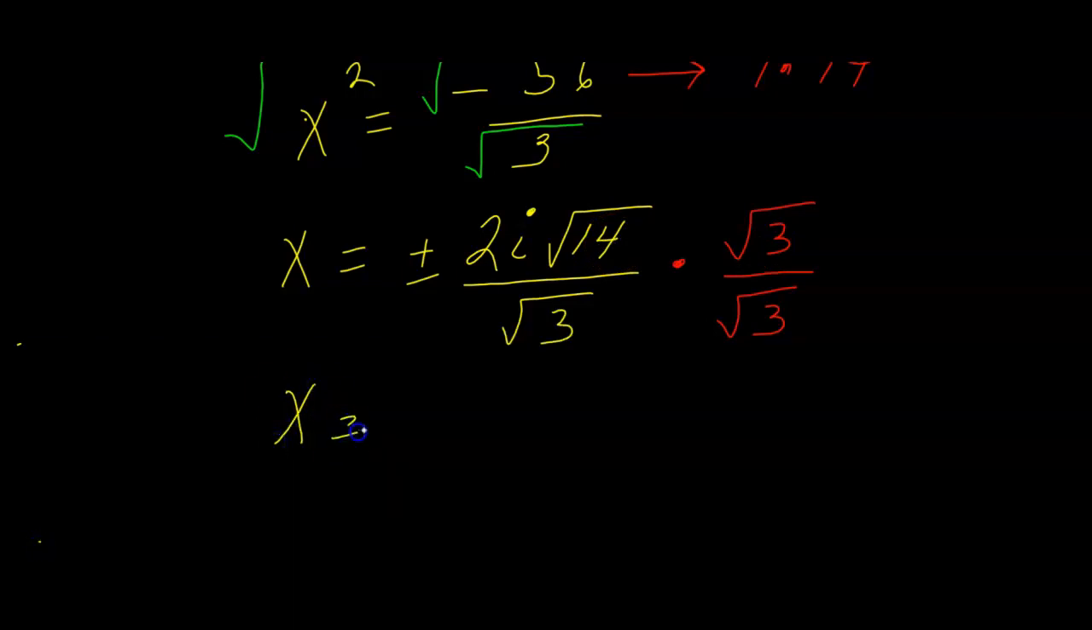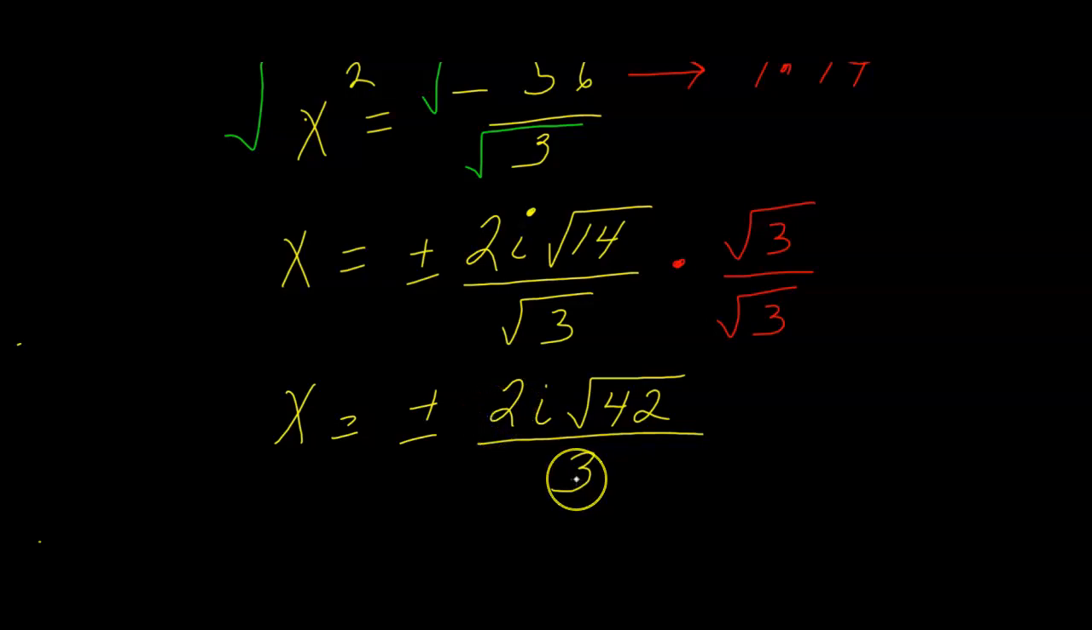So x equals plus or minus 2i. And then when I multiply 14 and 3, I'm going to get 42. So it's the square root of 42. And then the denominator, the square root of 3 times the square root of 3, that's going to give me just the number 3, because the square root of 3 times the square root of 3 is the square root of 9. And the square root of 9 is 3. And when you're doing these, if you would be able to reduce these two numbers here, you would go ahead and do so. The 2 and the 3, those don't reduce. So this is our final answer.